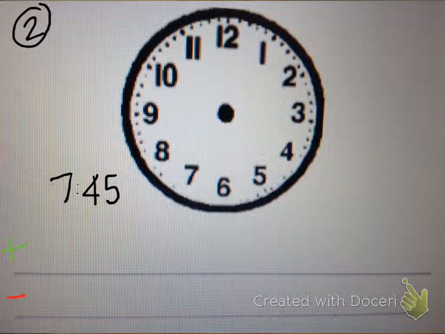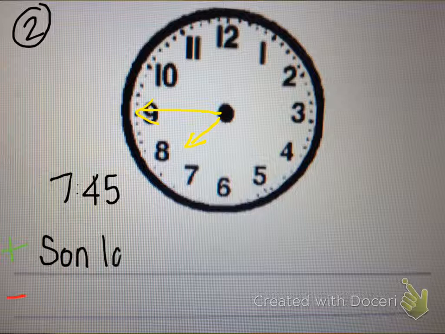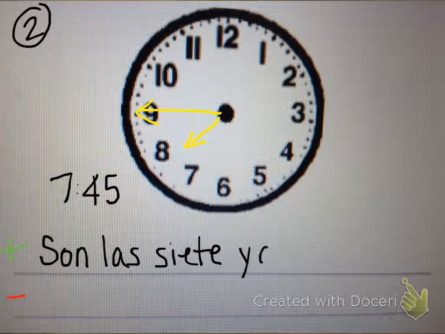Okay, for this one we're going to do 7:45. So remember, move your hour hand a little closer to the 8, and then our minutes are going to be on the 9 for 7:45. All right, our affirmative time, our positive time. Son las 7:45. You might have to write small for this one, it's longer.